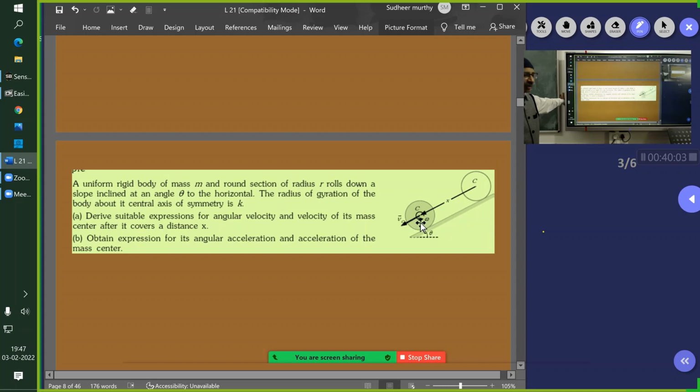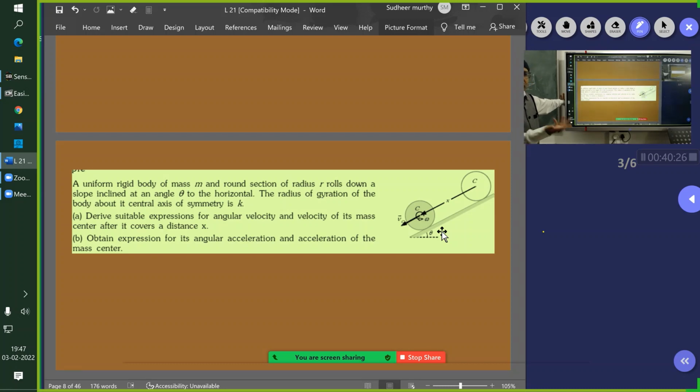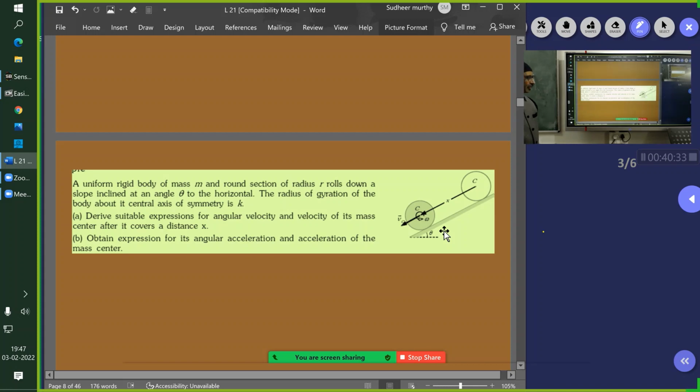So the potential energy is now converted into kinetic energy. What is the potential energy here? Potential energy is mg into x sin theta. That is equal to half I omega square plus half m v square, translational and rotational. And v you write in terms of omega, and m you will write in terms of k. Then you get the equation only in terms of I omega square. Got it now?